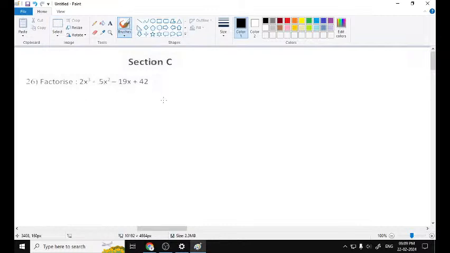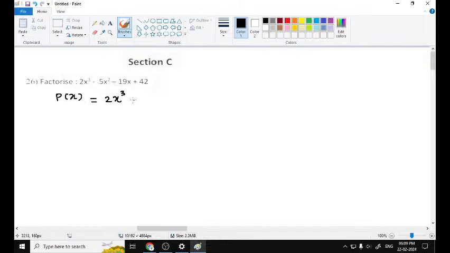5x square minus 19x plus 42. This is a cubic polynomial, so it has three factors. The first factor can be obtained by trial and error. So let us consider this as p of x.